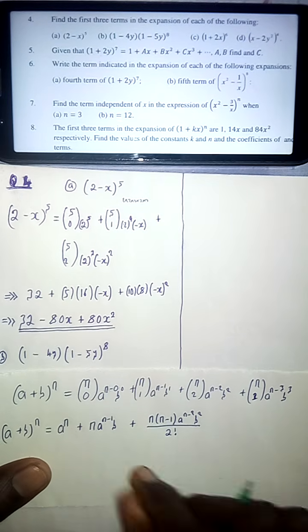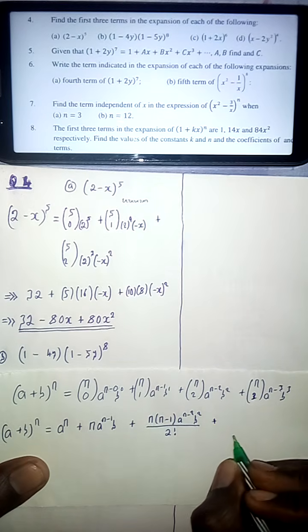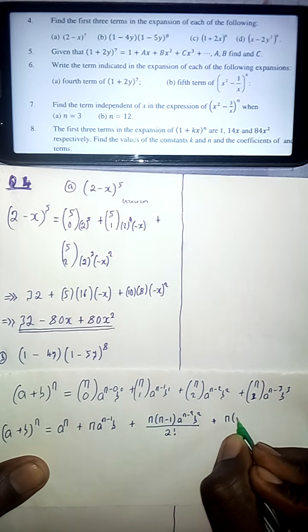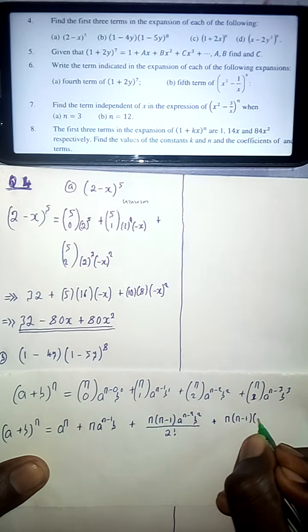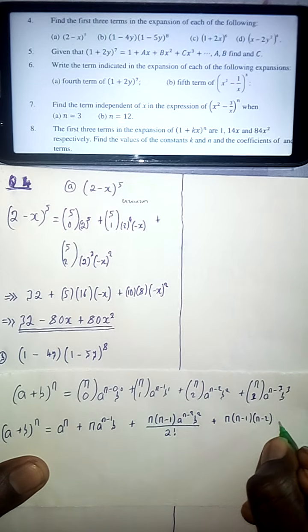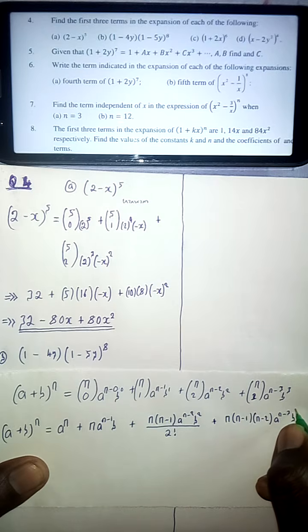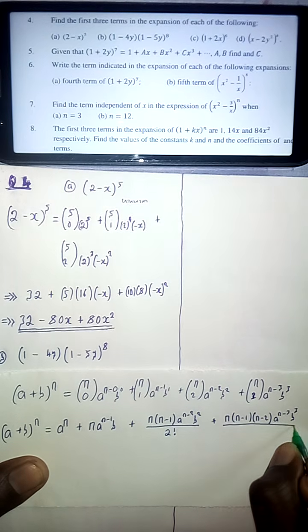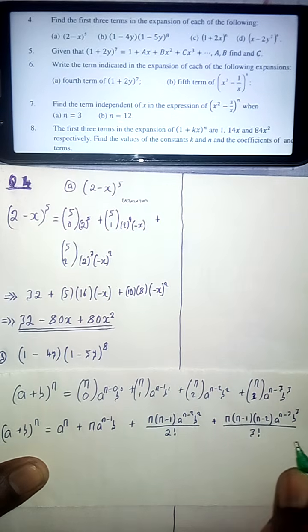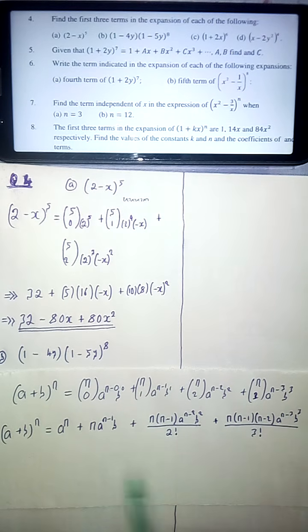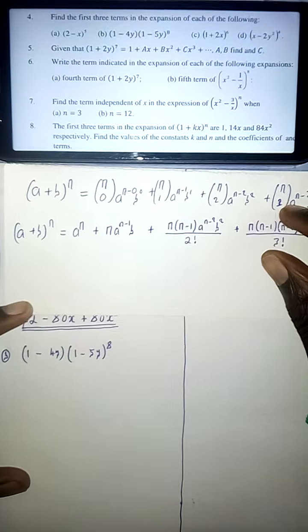Well, what about for the next one? Well, for the next one, just say n, minus 1, then you say n minus 2, a to the n minus 3, then b cubed, over 3 factorial. So you need to take note of this formula. Yeah, so it will be going and going and going, right? You need to also take note of this formula, because it is the one that we are going to use for this problem.